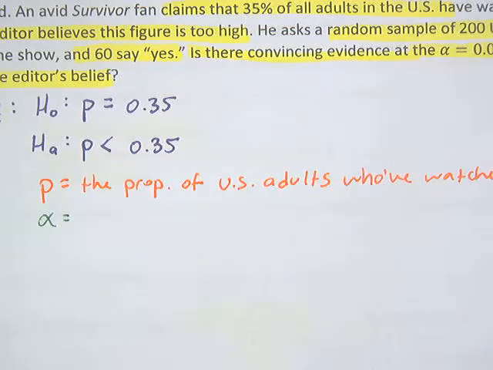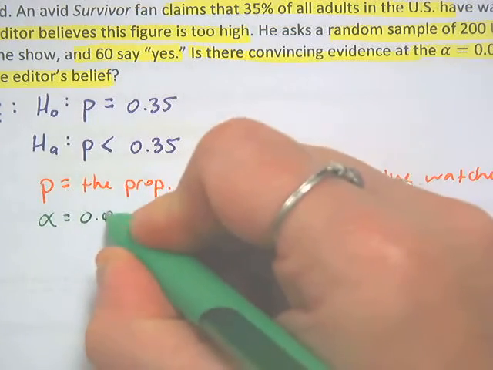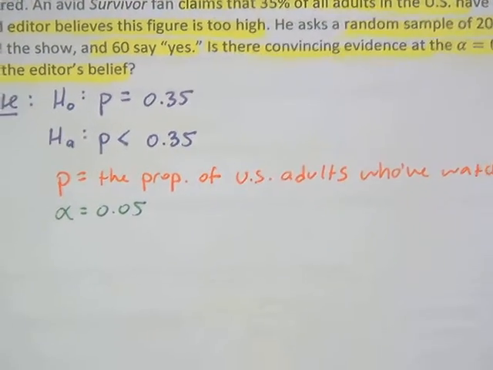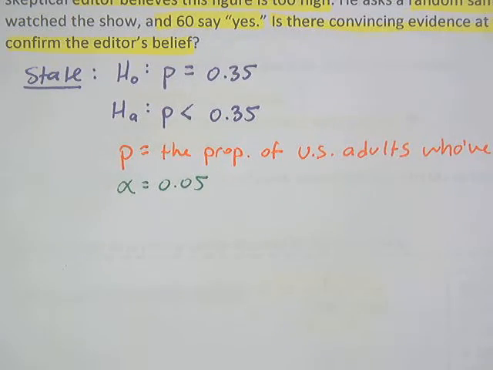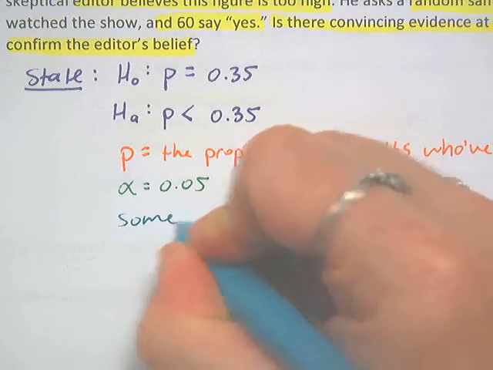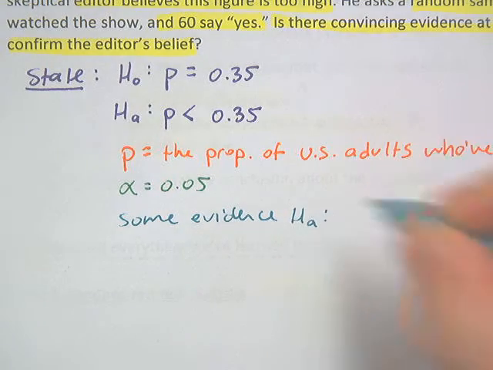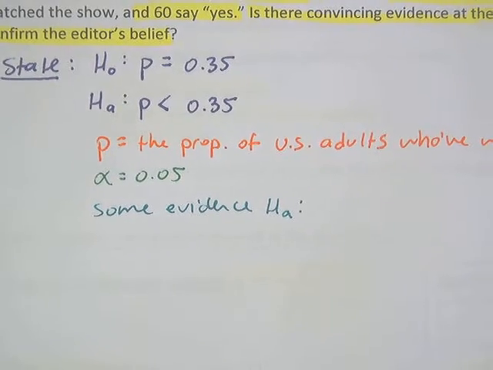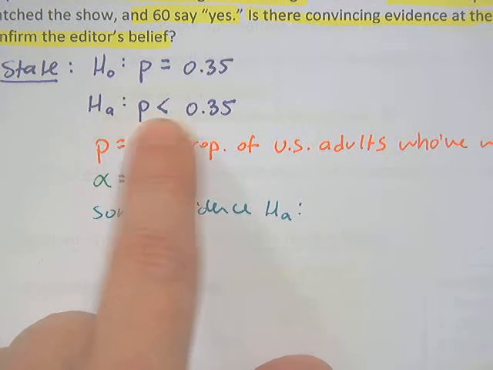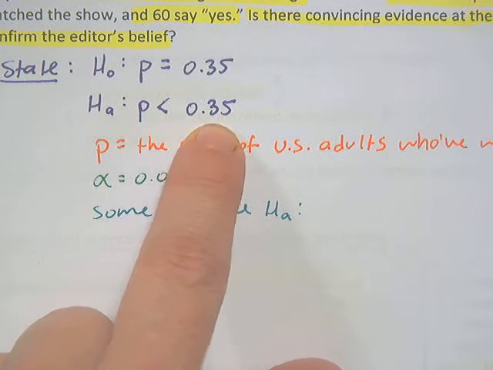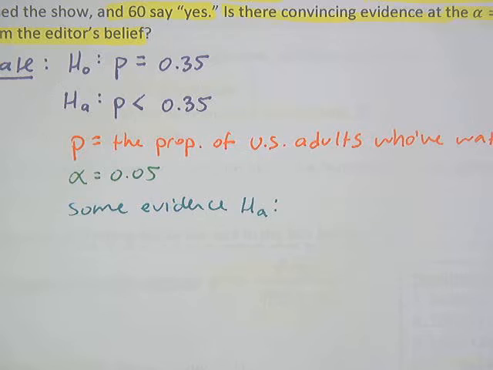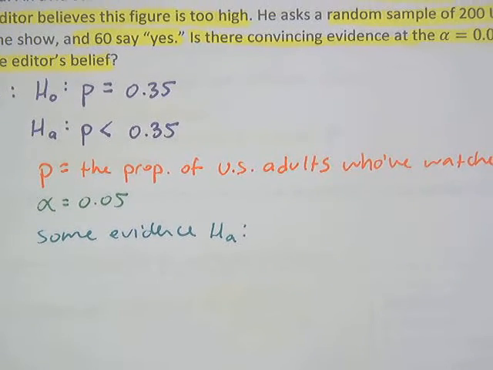Tell me the significance level. We are testing a claim at this significance level. And then lastly, tell me what little bit of evidence we have that this editor is correct, that there is less than 35% of U.S. adults who have watched the show. Now that some evidence always comes from the sample.